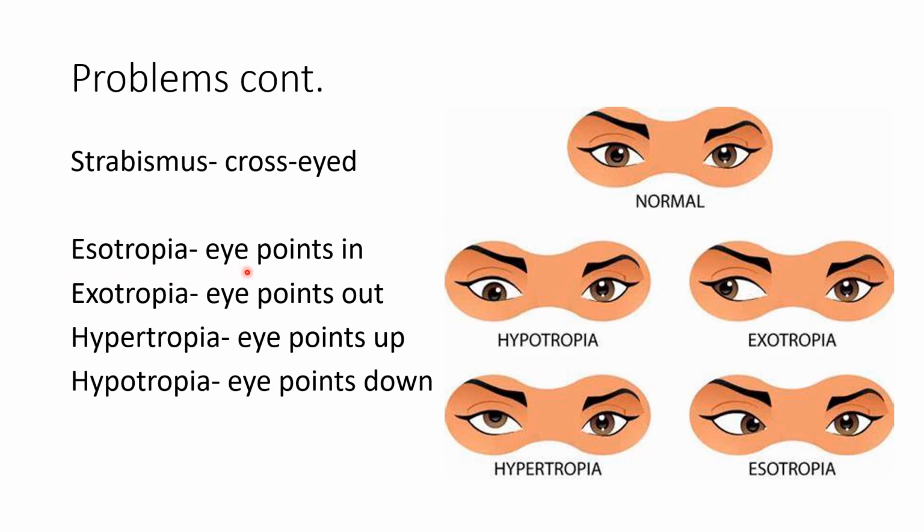Esotropia is when you have one eye that's pointing inward. So here's an example of esotropia. Exotropia is when you have one eye that's pointing slightly outward. So here's exotropia in this diagram. Hypertropia, you have an eye that points upward a little bit compared to the one that's correct. And hypotropia, you have one eye that's pointing downwards.